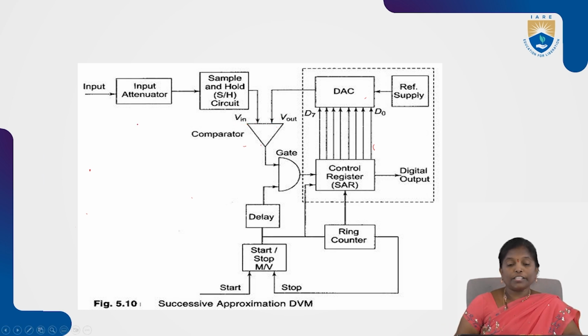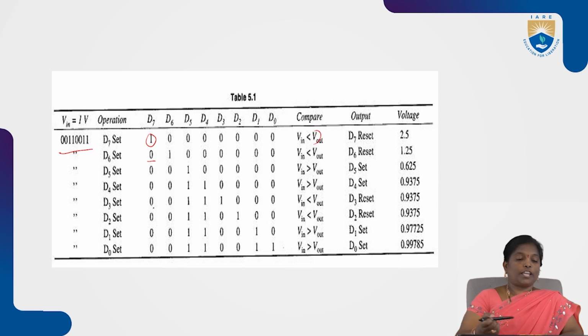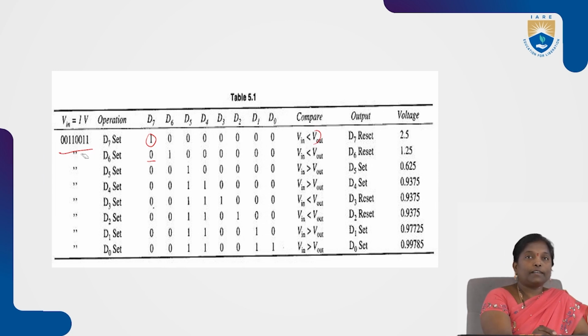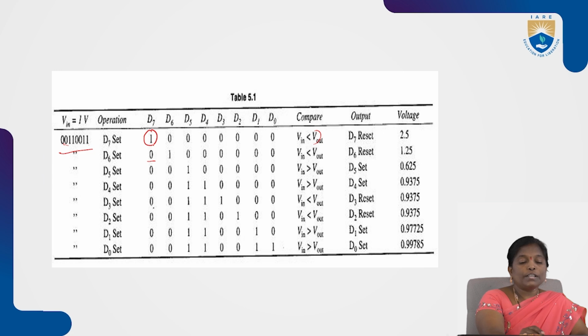The same operation is present here. The input voltage is 00110011. When we apply the first clock pulse, the first bit position is shifted to 1. Now compare this input with the output. The input voltage is less than output. We have to reset the 7th bit D7 and set D6.